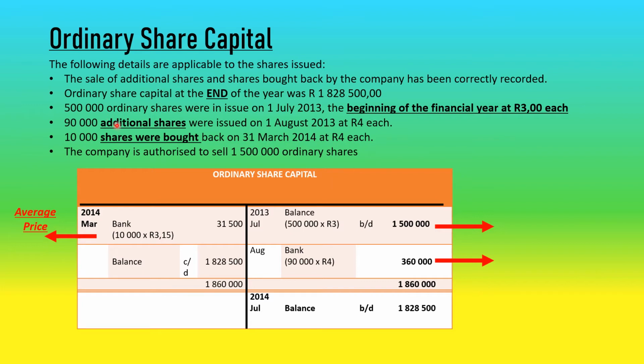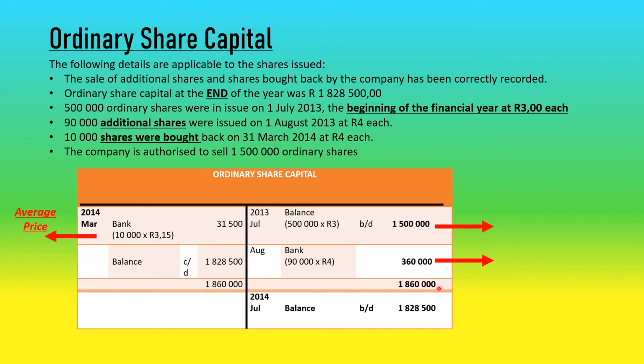Now, when you purchase back shares, shares will not always be purchased at an average price. And you can see when you're purchasing shares, you're reducing your capital. You're purchasing the shares back and you're going to give the shareholders money. And therefore you would see it is on the debit side. You've got 10,000 times the 3.15, the average price we've calculated in the previous slide, to give us our closing balance of 1,828,500, which is the ordinary share capital at the end of the year.